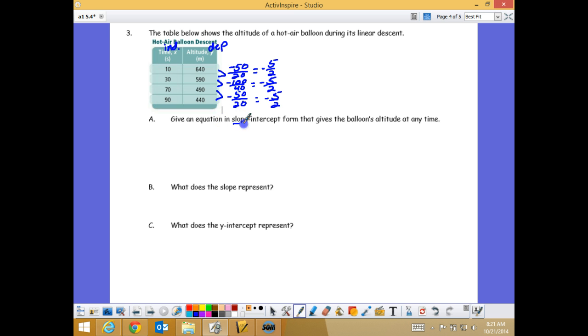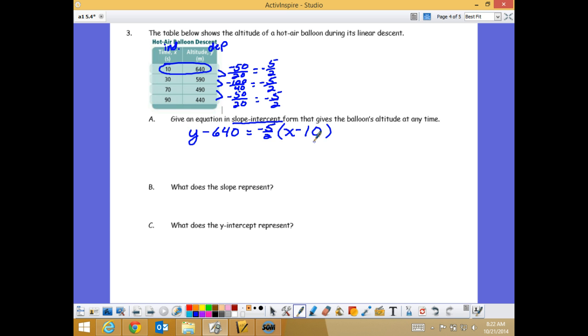Wanting to write it in slope-intercept form, there are a couple of different ways you can do this. You can write it in point-slope form first, and then get y by itself. If we wrote this in point-slope form, we choose one point. I'm going to choose this one where the numbers are the smallest to work with. So in point-slope form, the y value would be 640, the slope is negative 5 halves, and then x minus 10. The x value would be 10.